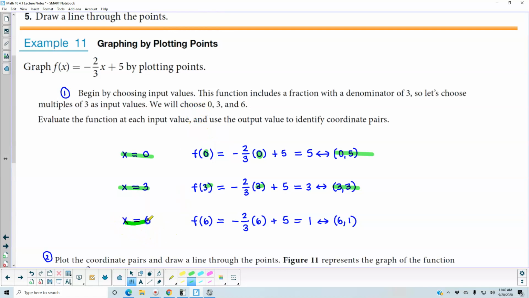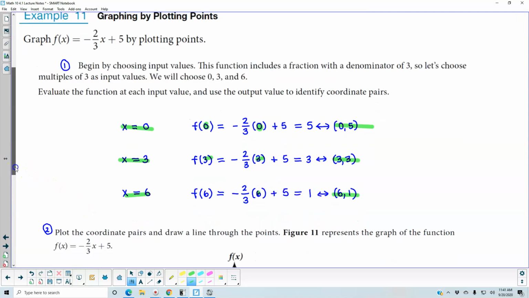Next value, x is equal to 6. f of 6 is going to equal negative 2/3 times 6 plus 5. Well, 6 divided by 3 is 2, and 2 times negative 2 is negative 4, plus 5 gives you 1, and therefore our ordered pair is (6, 1).